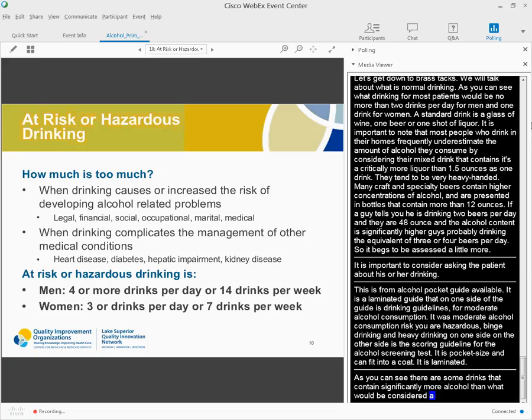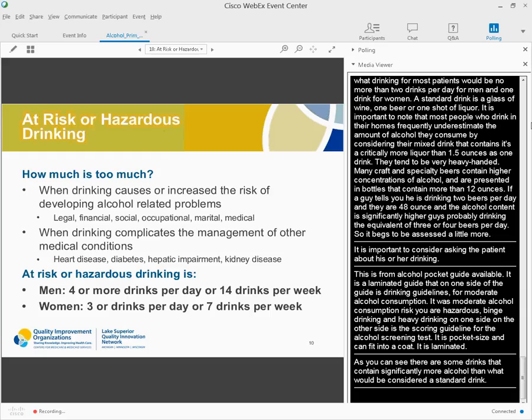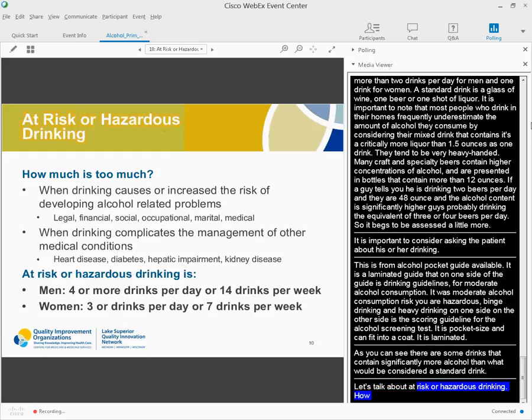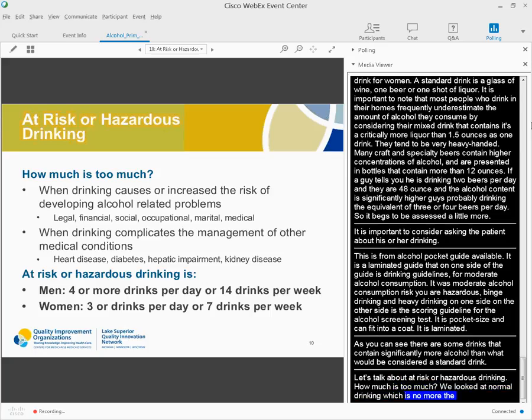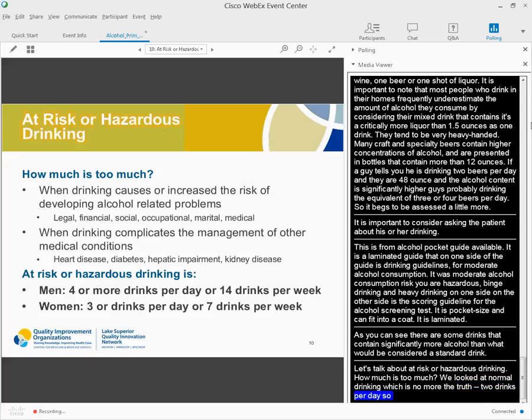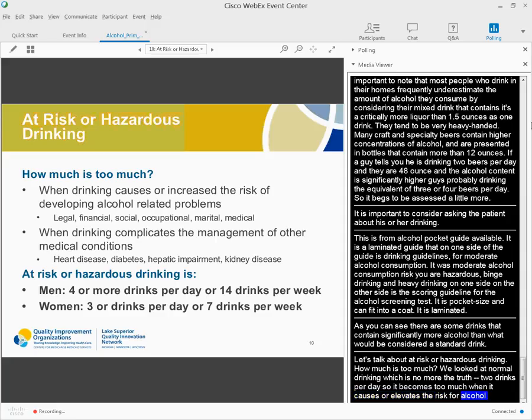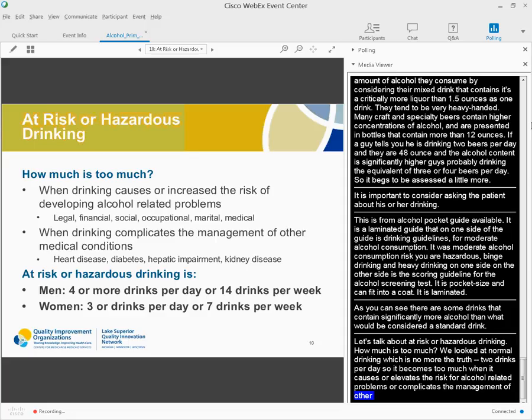Let's talk about at-risk or hazardous drinking now. So how much is too much? We looked at what is considered normal drinking, which is no more than 2 drinks a day for men and 1 drink a day for women. So drinking becomes too much when it causes or elevates the risk for alcohol-related problems, or it complicates the management of other health problems that you may be treating the patient for, such as heart disease, diabetes, hepatic impairment, kidney disease.